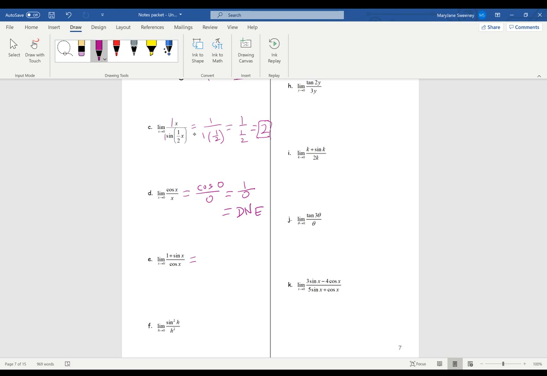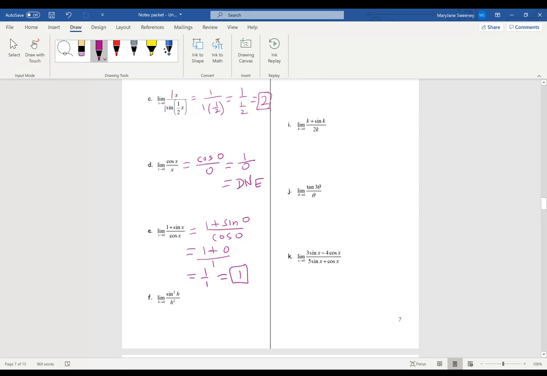Again, first thing for limits to try is plug it in. So we're going to try plugging in. 1 plus sine of 0 is 0. Cos of 0 is 1. 1 over 1 is 1. So that one ended up being fine.